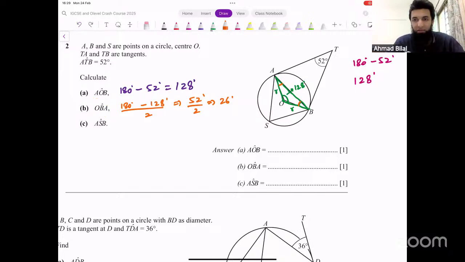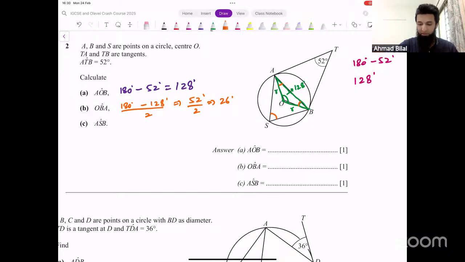No, it's not an equilateral triangle. It's an isosceles triangle because we have two sides equal. This is R, this is R. The third side is clearly not equal because this angle is 128. In an equilateral triangle, all angles are supposed to be 60 degrees. This is clearly not that. This is isosceles. Okay. ASB. What about ASB now? ASB is this angle here.